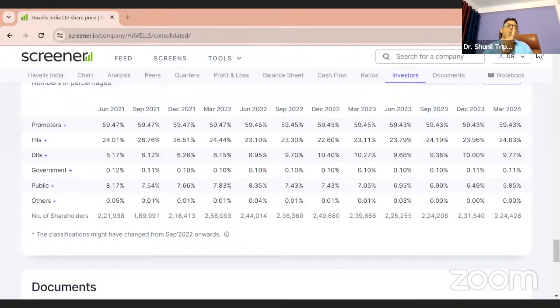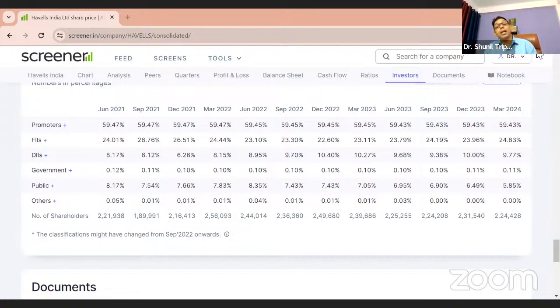Two things are very important. If promoters holding is high, it is a good company. If promoters holding is low, it is a bad company. First thing. Second thing, if promoters holding is increasing, maybe it is not high, but it is 10% only, and it is going 12, 15, 20, 25, it is increasing, then also it is a good company, because the prices are expected to go up because promoters themselves are buying.